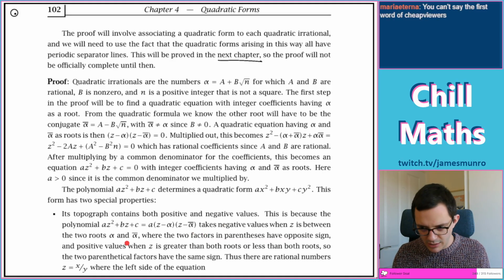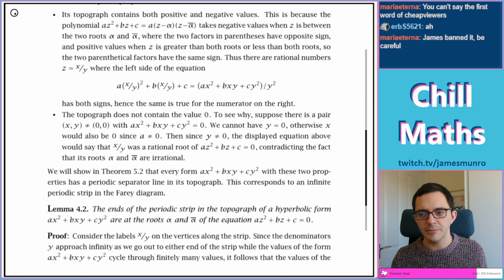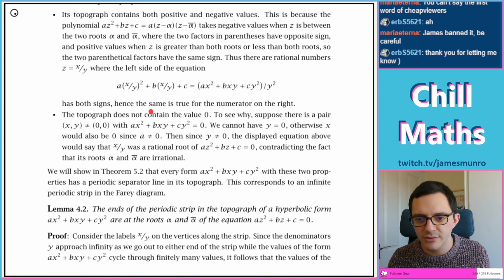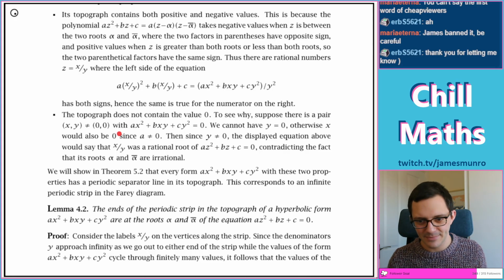Opposite signs, values of a quadratic. Very nice. So a little bit of overkill maybe, but I feel like I've got it now. The rational numbers where the left side of the equation is positive or negative. Oh my goodness! Look at this. It has both sides. They're doing the switch between fractions and coordinate pairs, loads of work. Right, the top graph does not contain the value 0.